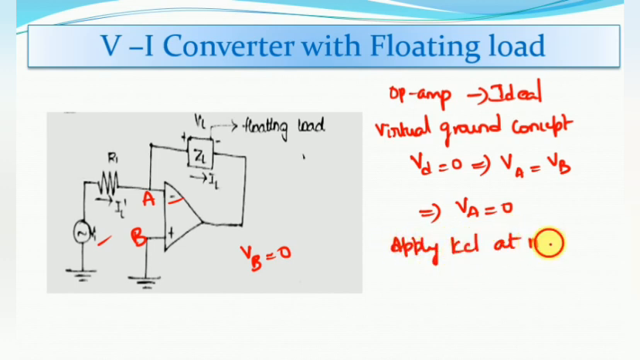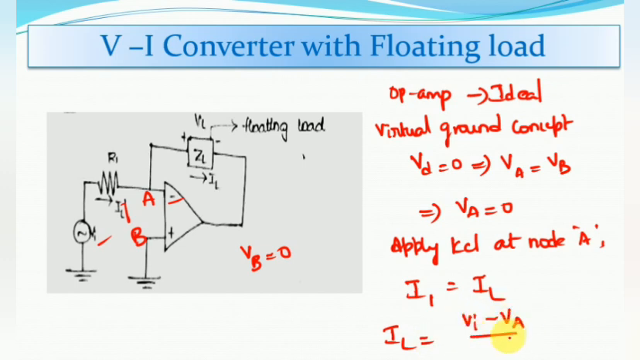So if you apply KCL at node A, we get entering current is I1, which is equal to leaving current IL. Now what is the value of I1? It is VI minus VA by R1, which is equal to VI by R1, since VA is 0. I can say simply IL is equal to VI by R1. So we can get the same expression.